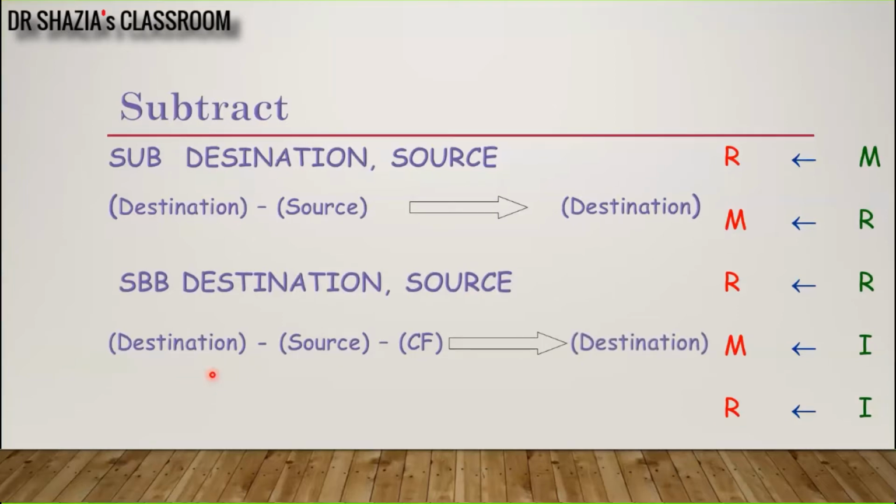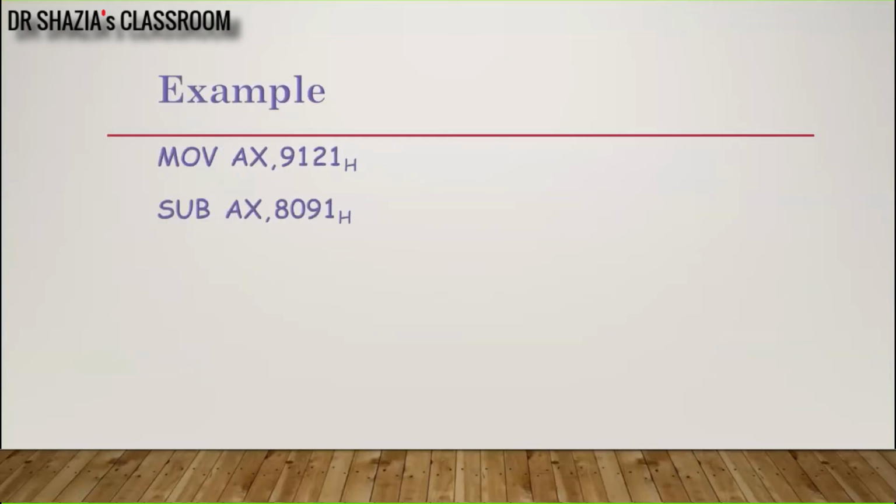Let us take one example to understand this instruction in a little more detail. Here I have taken one example. MOV AX, 9121H. So I am copying 9121 onto the AX register, and then SUB AX, 8091H. I want to subtract 8091 from the AX register, and the result will be stored in the AX register.